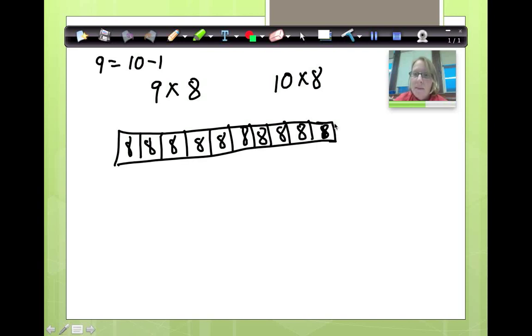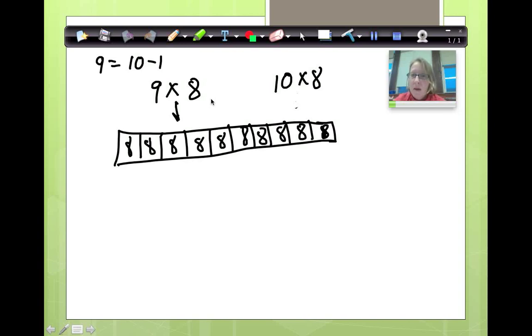Okay. So here's this tape diagram. What if I needed to make this tape diagram? What would you do to this one in order to make this one? Now I don't want this tape diagram anymore. I want the 9 take away 8, or 9 times 8. What would you do to it?